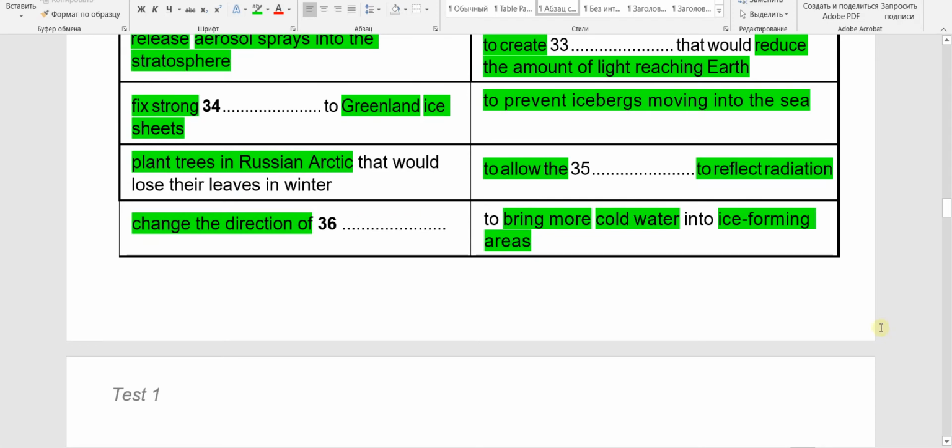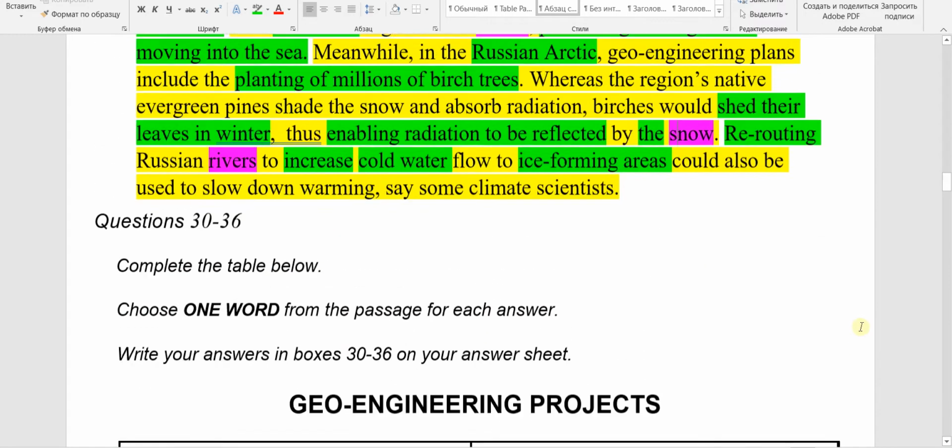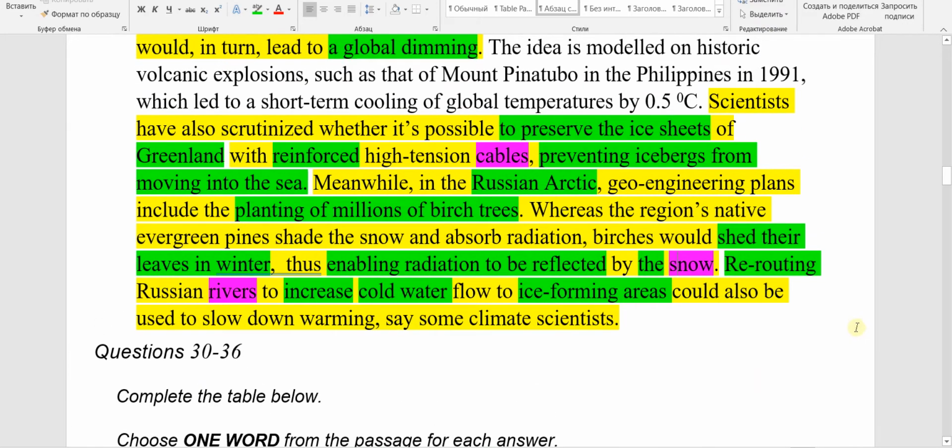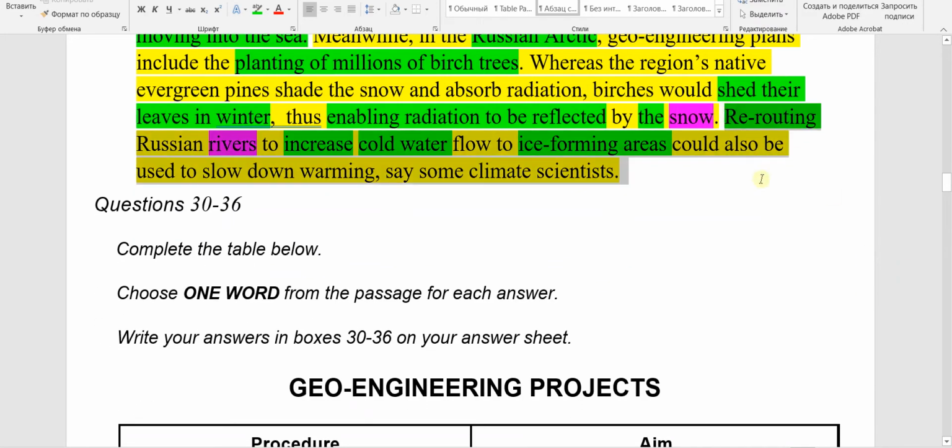Change the direction of gaps to bring more cold water into ice forming areas. So here it is. The keywords are ice forming areas, right? Change the direction of, bring more cold water. So in that case, we need to find out the information about ice forming areas. So at the very end of paragraph D, we can find sentences starting from rerouting. So rerouting Russian rivers to increase cold water flow to ice-forming areas could also be used to slow down warming, say some climate scientists.